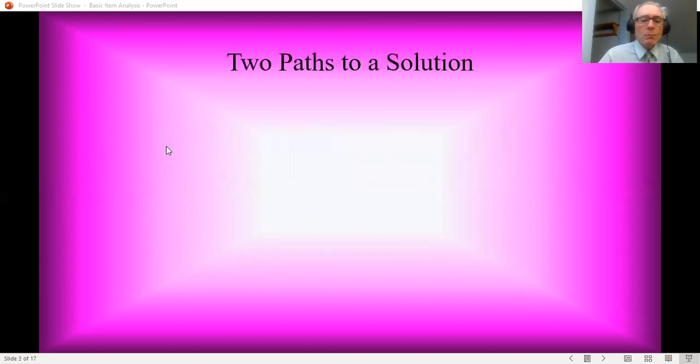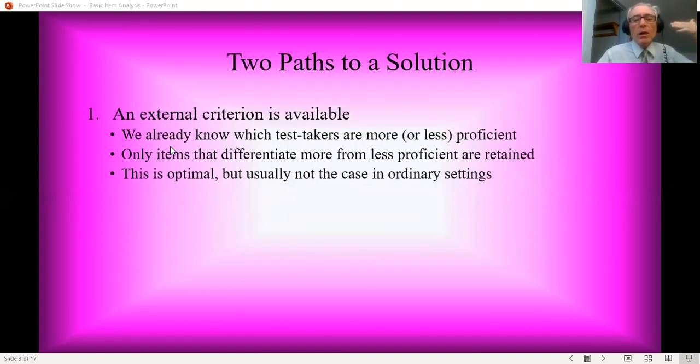That's the problem. And there are two different ways in which we could operate here. One is if you have some kind of external standard by which to judge the test items, in a way your job now is relatively easy. In other words, say it's an achievement test. If you already know these people are experts in the field, these people know next to nothing in the field, you can simply examine how much better the experts do than the non-experts on each item, and only keep the items that really show who the experts are.